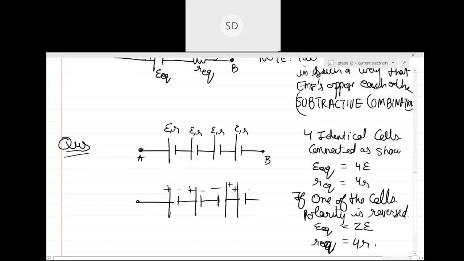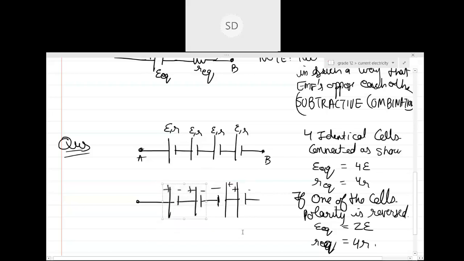What did you notice in this combination? Can you see that even if you reverse one cell's polarity, it took two of them together. So it's like, we are drowning, and we will take you down with us. Are you getting my point? So if you reverse the polarity of this one, its EMF killed this other one's EMF as well. So the overall EMF was only because of these two. Yes or no?